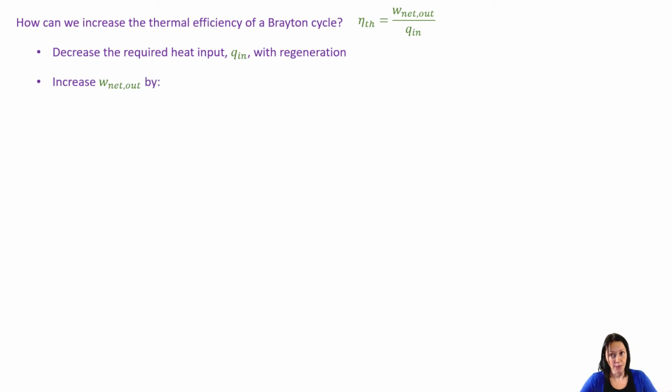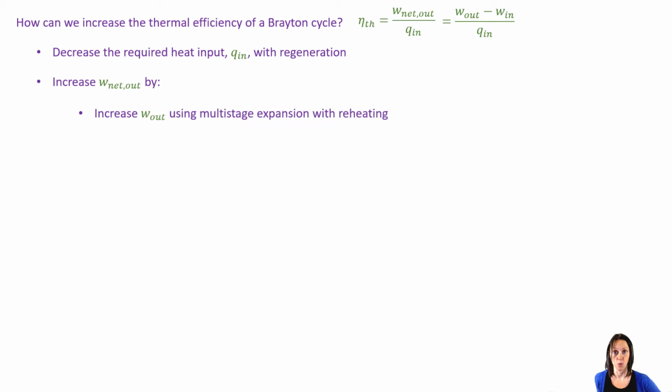And the other way that we can increase the thermal efficiency is by increasing the work net out. And that work net out is equal to any of the work outs minus any of the work ins. So let's look at increasing the work net out by just increasing the work output. And for this, we're going to use multi-stage expansion with reheating. So in a Brayton cycle, you've got an expansion process in a turbine, and let's give it some arbitrary numbers 1 and 2. So I'm expanding from some P1 to some P2, and because it's a turbine, I'm getting some work out of it.